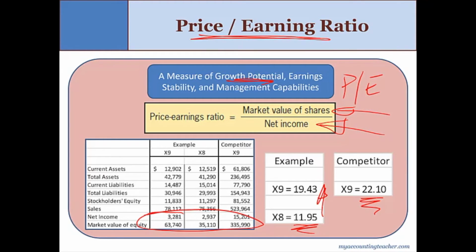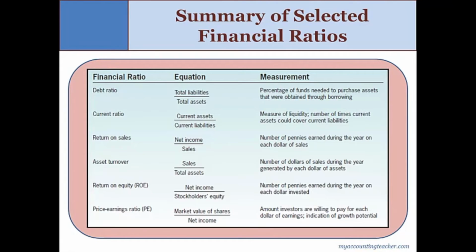So again, the point of these ratios is to ask yourselves the why question. How did we go from 11.95 up to 19.43? And what's our competitor doing to get a PE ratio of 22.1? That's pretty darn good. That's a quick measure to tell us what the market thinks about the future of this company. A summary of these 6 widely used financial ratios.